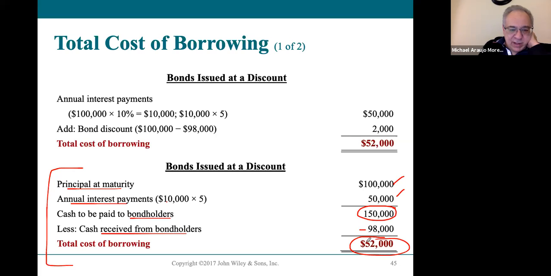Okay. So this is a nice little way to do it. This is another way to do it, same thing. But I like the bottom part because it tells you this is what they promised to pay back in 5 years. This is their interest rate over 5 years. So that's how much they promised to pay. This is how much they received. The difference is their cost.